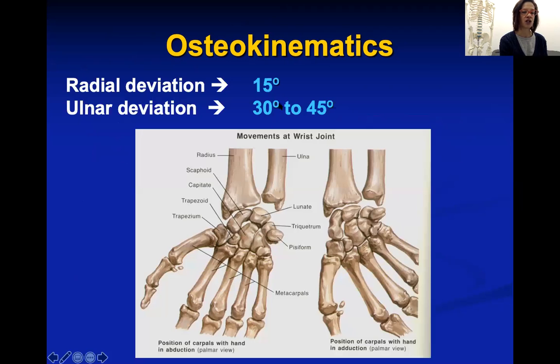So radial deviation is 15 degrees, ulnar deviation is 30 to maybe even 45, but just to note that the radial deviation will be less because the radial styloid extends further distally than the ulnar styloid.